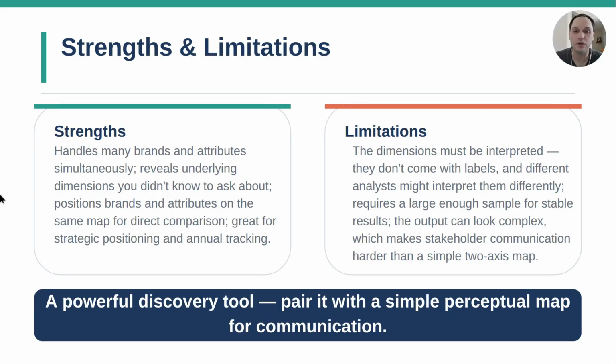The limitations are real too. The dimensions have to be interpreted. They don't come with labels, and two different analysts might interpret the same map differently. Stable results require a large enough sample, and the output, while visually rich, can be hard to explain to stakeholders who aren't familiar with it. The practical approach is to use correspondence analysis for discovery and strategic planning, and translate your findings into a simpler two-axis map for communication and presentation.